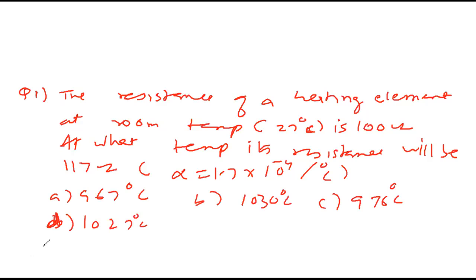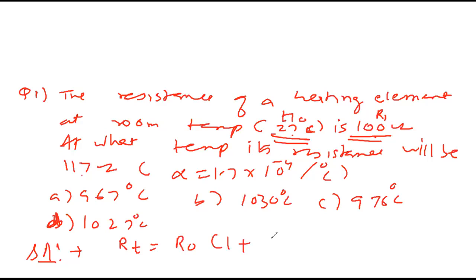Can you solve this? Temperature dependence wala? So I am only doing this. At 27, it is 100 ohm. So 27 is for me the starting temperature and 100 ohm is the starting resistance. You can assume this to be R1. At what temperature will the resistance be 117 ohms? So we know RT is R0 (1 plus alpha delta T).